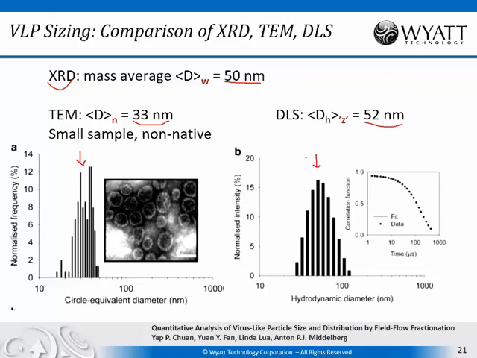So why do we get different values and what's the meaning? Notice that there is a distribution of sizes, and each one of these techniques gives you a different form of weighting. So XRD weights by the mass. Okay, so it's the weight averaged diameter, which is 50 nanometers. TEM gives you a number average value, and so the number average diameter is 33 nanometers. Dynamic light scattering gives an effective Z average value, meaning that it's weighted by the square of the molar mass.